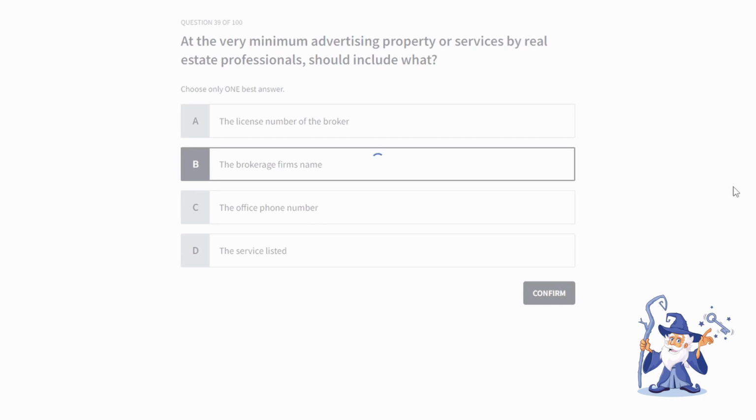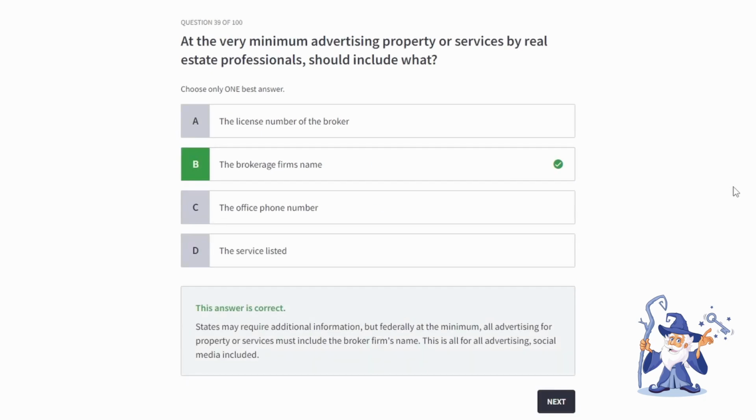So obviously, depending on the state and circumstance, states may require additional information. But federally, at the very, very, very minimum, all advertising for property or services must include the broker firm's name. Now, this is for all advertising. It's worth noting that social media is included. Examples of this could include printed materials. But yeah, at the very minimum, it has to be the broker's name.